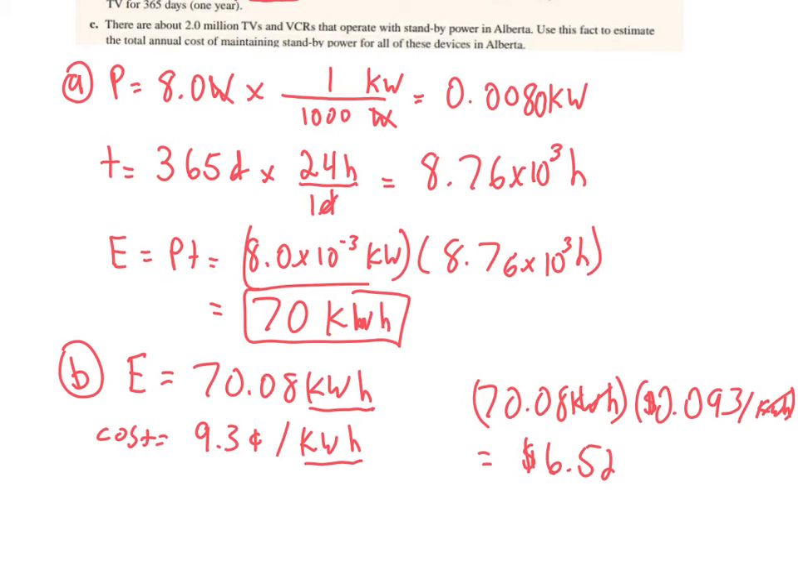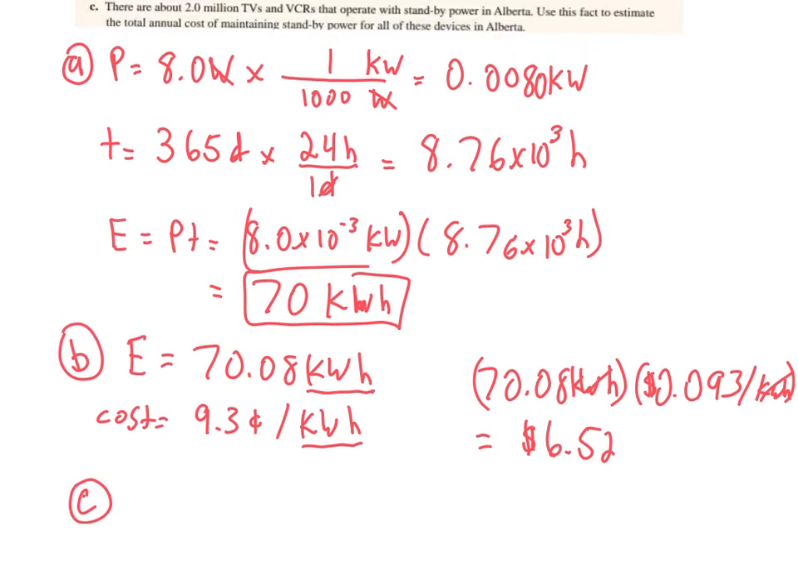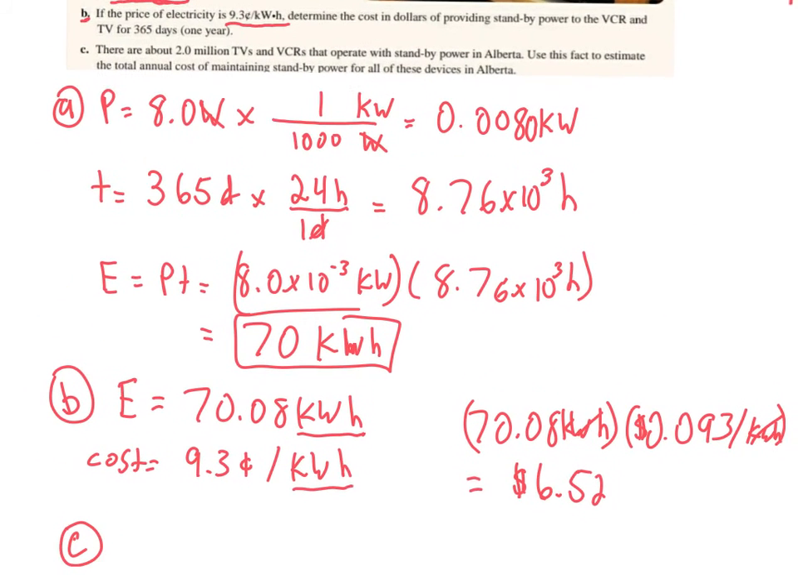So that's how much it would cost yearly for one person to run one TV and one VCR, even if they never turn them on the entire year, but they were plugged in. That's how much it would cost them. Doesn't sound like much, but take a look at this. Now we get into the staggering effects of what happens when we take a look at a whole population.